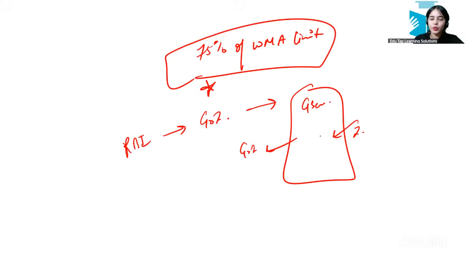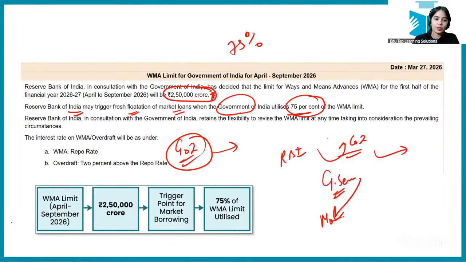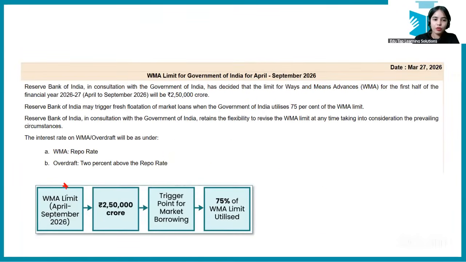Government securities, I hope you know, are the debt instruments through which the government of India collects money from the investors. Yes, treasury bills, dated government securities. So the government of India can raise funds through the government securities issued by the RBI on its behalf. Any confusion, anyone now? So the WMA limit for April to September 2026 is 2,50,000 crore, and the trigger is 75% of the WMA limit.